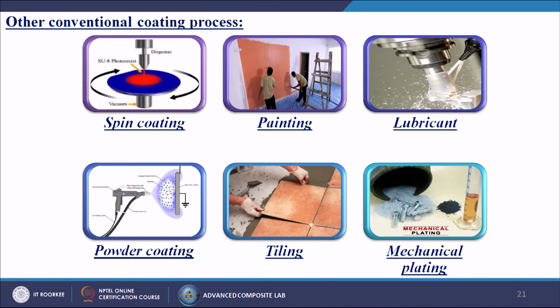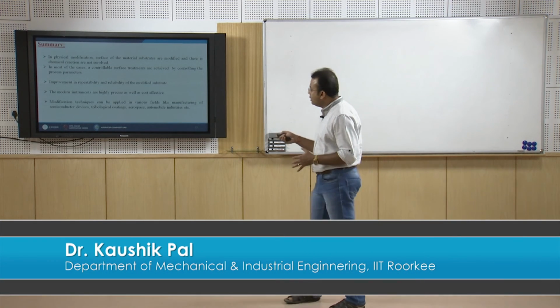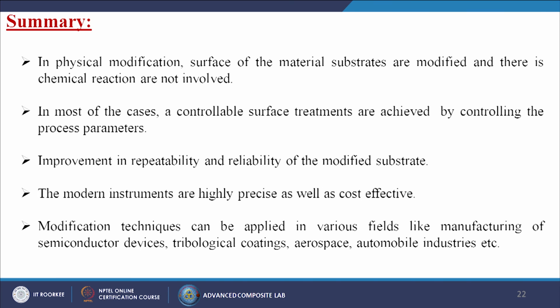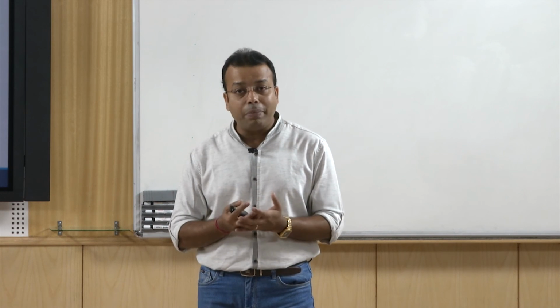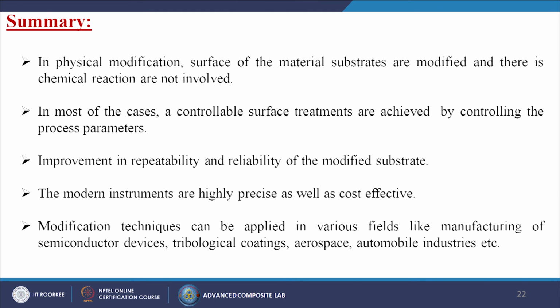Now let us come to the summary of this chapter, or lecture. In physical modifications, the surface of the material substrate is modified and no chemical reactions are involved. In most cases, controllable surface treatments are achieved by controlling the process parameters. Improvement in repeatability and serviceability of the material can be achieved. Any wear, cracks or damage on the material surface can be easily repaired. The modern instruments are highly precise as well as cost effective.